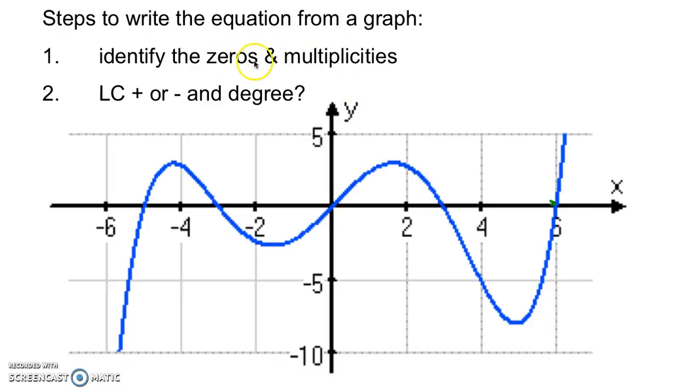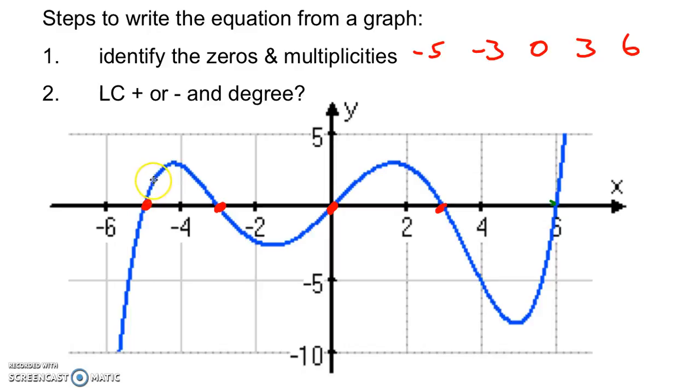These are the steps to write the equation if you're given a graph. You're going to look for the zeros and the multiplicities. My zeros are the x-intercepts. Remember, zeros, roots, solutions, and x-intercepts all indicate the same thing. I have a -5, I have a -3, 0, +3, and 6.